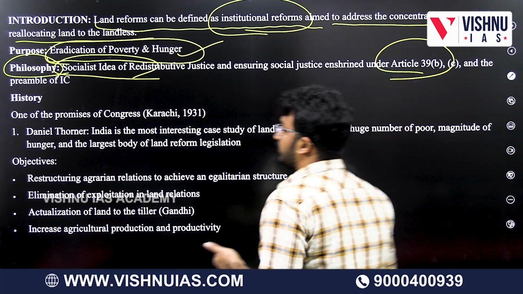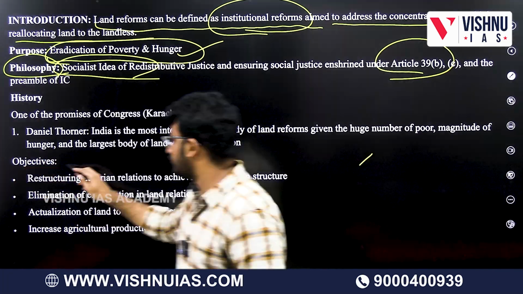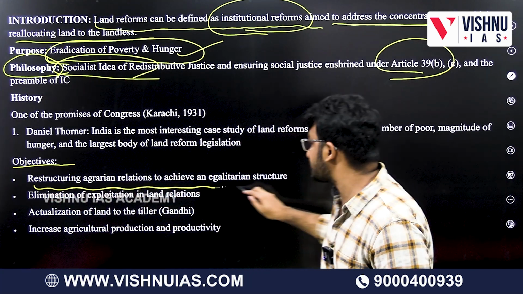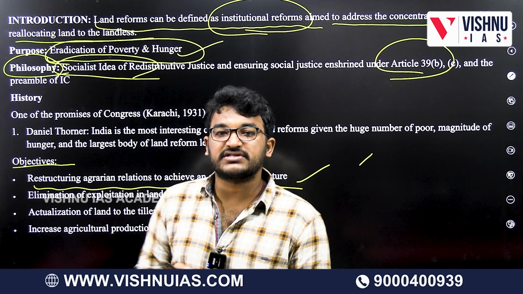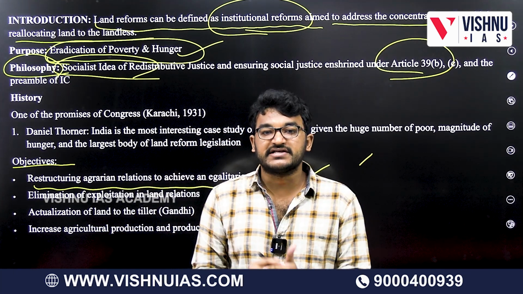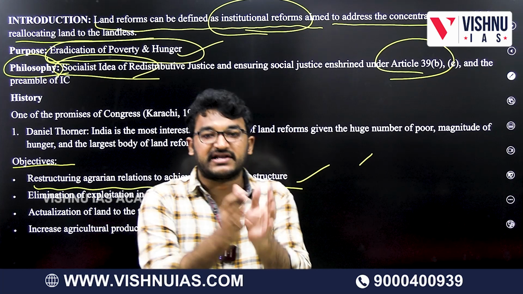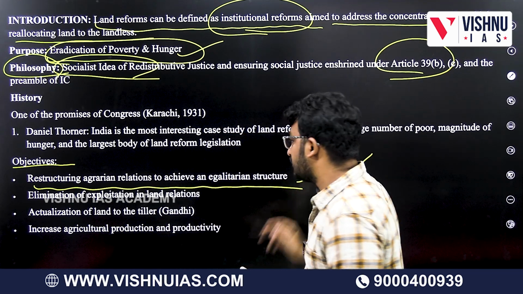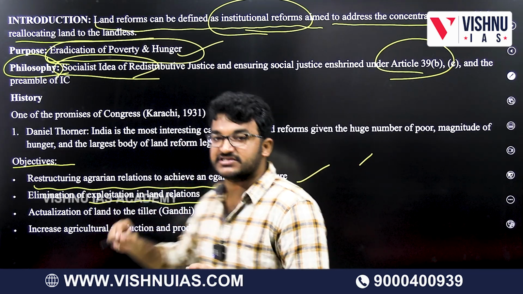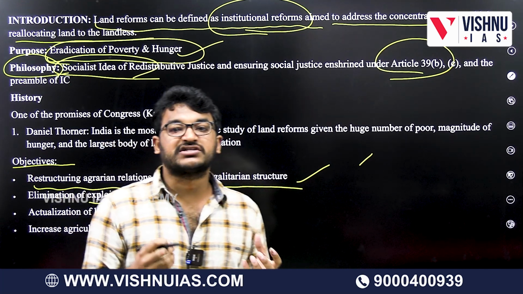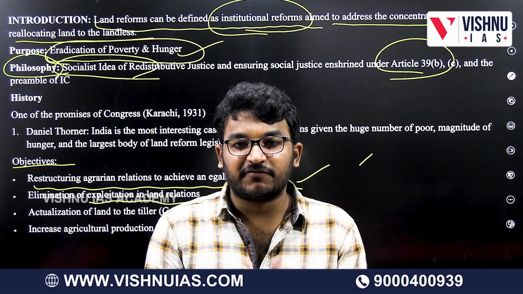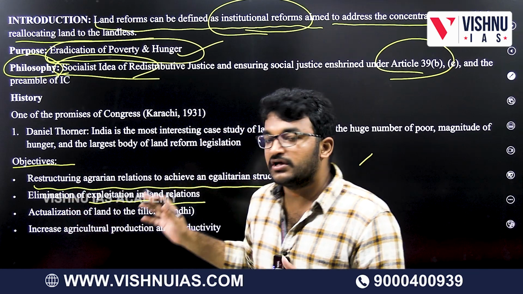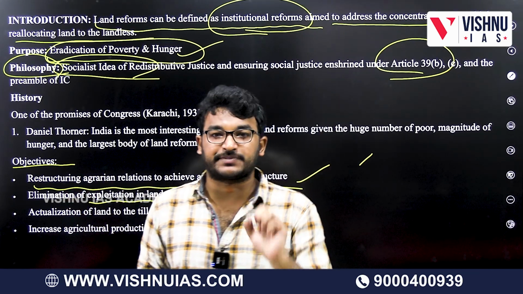Okay. Next, objectives of land reforms. What are the major objectives of these land reforms? First thing is restructuring agrarian relations to achieve an egalitarian structure, because there is a lot of inequality, because a lot of land is in the hands of very few people. So, if redistribution happens, there will be a possibility of creating an egalitarian structure. Next, elimination of exploitation in land relations. You know that in rural areas, the power or some sort of respect is based on land relations. For example, if a person is having a lot of land, he will relatively have higher respect. So, in this scenario, we can eliminate some exploitation with respect to land relations.